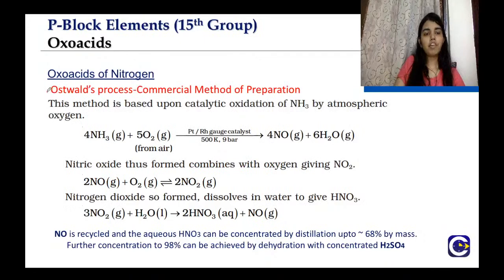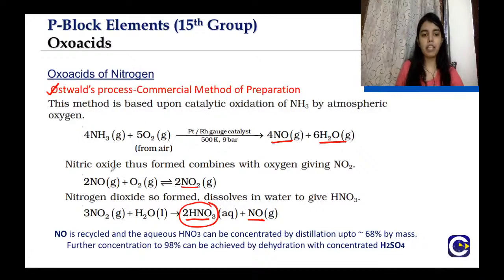Now, the commercial method of preparation of nitric acid is the Ostwald process. In this process, there is a catalytic oxidation of ammonia. Ammonia reacting with oxygen from air on the surface of platinum or rhodium gives NO plus water. This nitric oxide then combines with oxygen to give NO2. Now, this NO2 combines with water to form HNO3 plus NO. So commercially you can prepare nitric acid by this method.